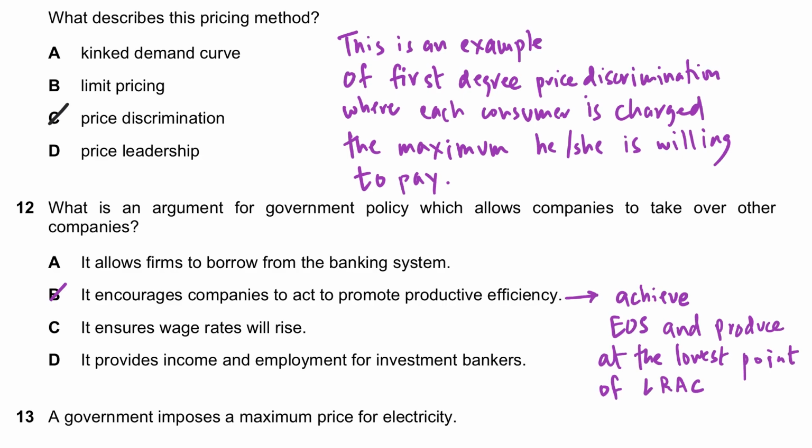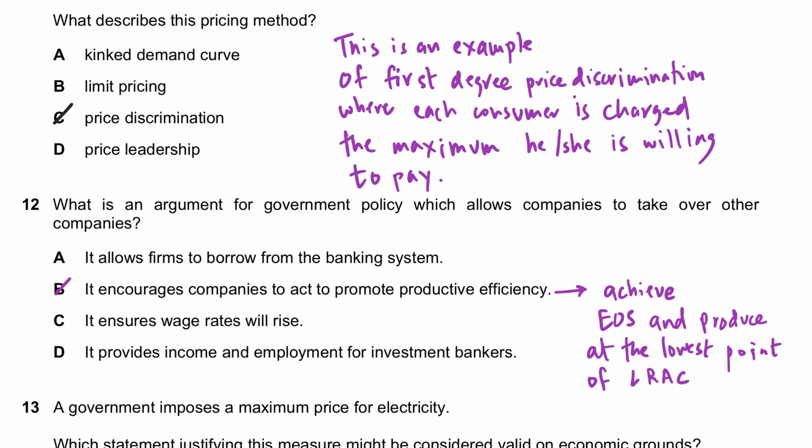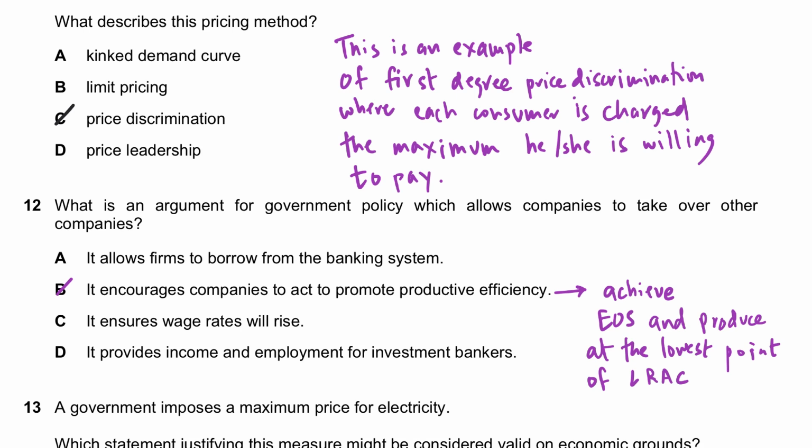Number 12 says, what is an argument for government policy which allows companies to take over other companies? Well, if government is encouraging one company to take over another company, it could be on the grounds of efficiency. We call it basically economies of scale, so that ultimately consumers end up with a lower price because the cost of producing goes down. And that's why B is the right answer. It encourages companies to act to promote productive efficiency, which means trying to produce at the lowest point of the LRAC curve, so that there is less wastage and resources are used properly.